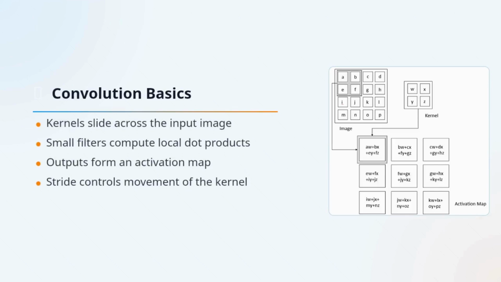The convolution layer is the heart of a CNN. Here, a small matrix called a kernel or filter moves across the image and performs a dot product with local pixel regions. As it slides, it creates a new 2D output called an activation map, which tells us where that feature appears strongly. The step size of this movement is called stride, and it affects the output size.